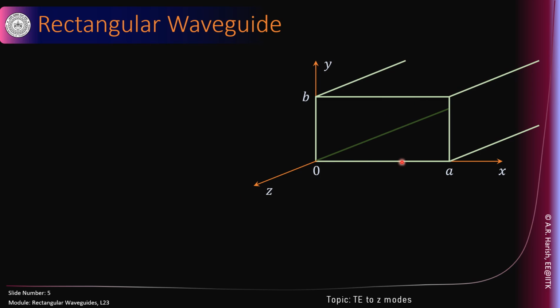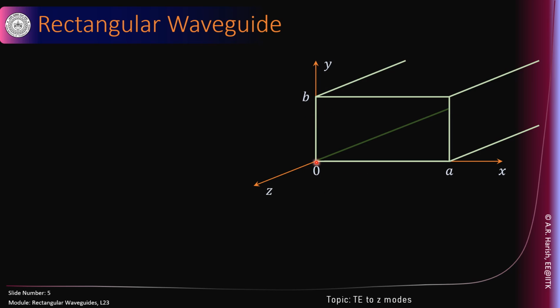The size of the guide, usually the broad wall is aligned along the x direction, narrow wall is along the y direction. Typically A is greater than B, but it's not necessary. The solution doesn't really assume anything of that kind. So the x dimension is A and y dimension is B. Usually the waveguide is aligned in the coordinate system such that one of the corners sits at the origin.